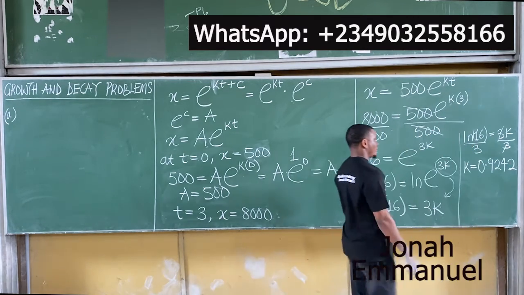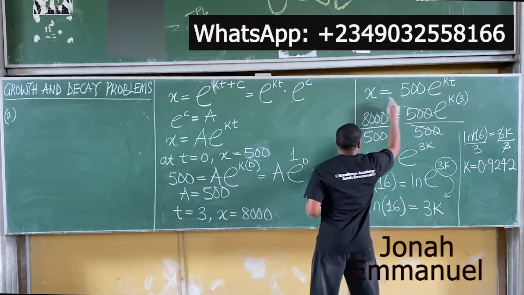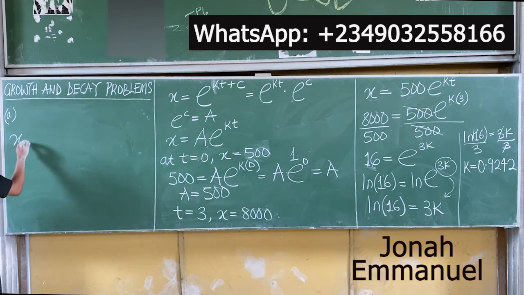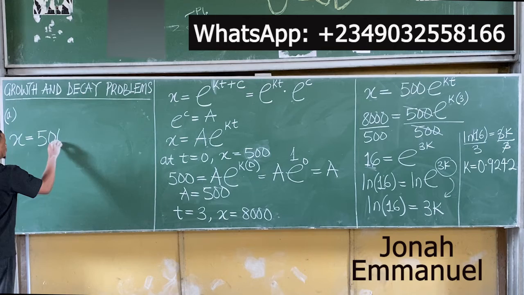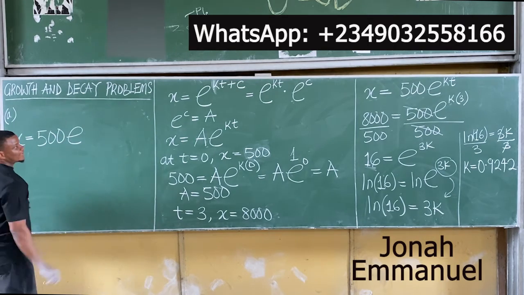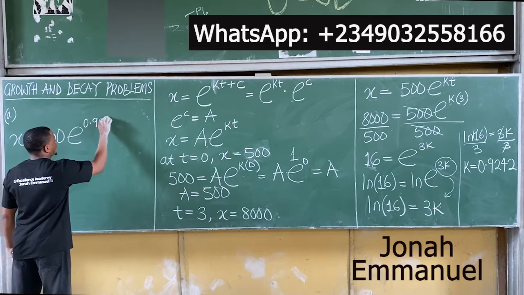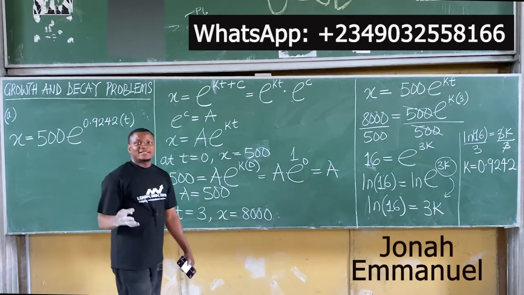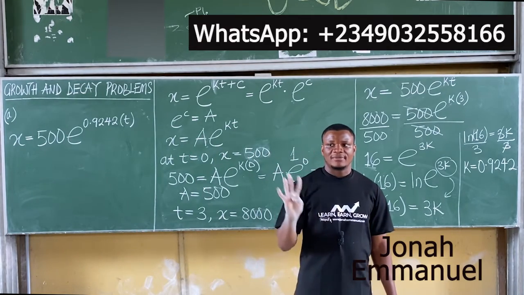0.9242. That's the value of k. Let's input this back into this equation here. We'll have that x is equal to 500 exponential kt. What's k there? 0.9242 kt. I would advise that you always use k to four decimal places.